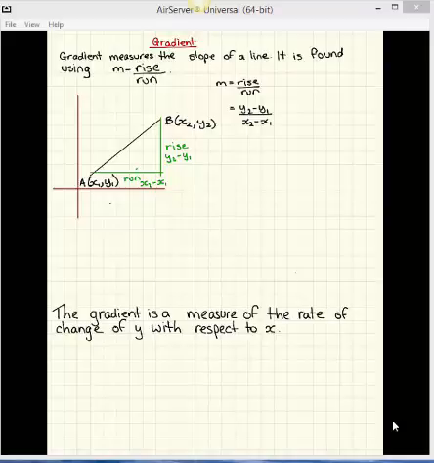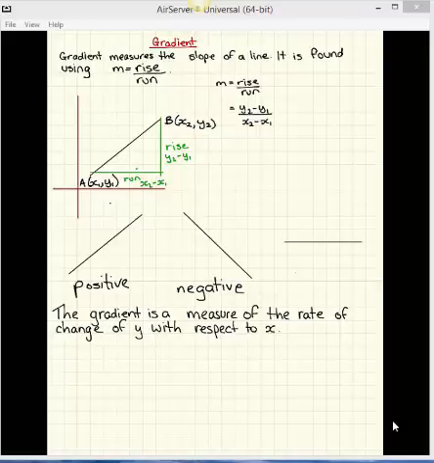Some of the things that we know about gradients are: a positive gradient goes up like that. A negative gradient heads down like that. And a zero gradient is flat. Question for you to answer in class: what is a vertical gradient? I'll be checking on that when you come back in.